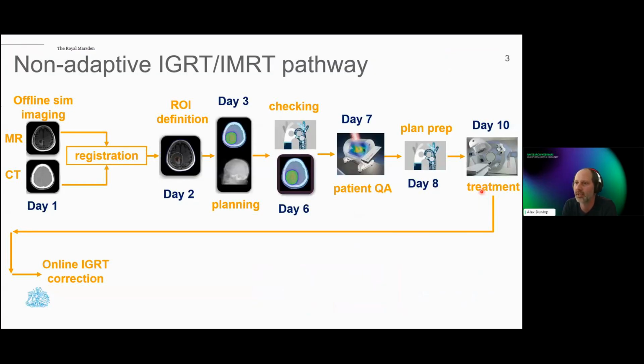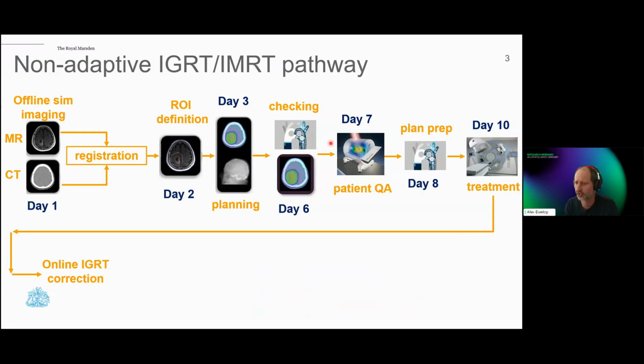Okay, so I'm going to start off with a bit of context. You will be familiar with our non-adaptive radiotherapy patient pathway pre-treatment. We always image a patient, define our targets and organs at risk, and do treatment planning. We check that plan and maybe we do some patient QA. The plan is prepped and we can deliver our treatments. In the NHS setting in the UK, that's usually taking a couple of working weeks.